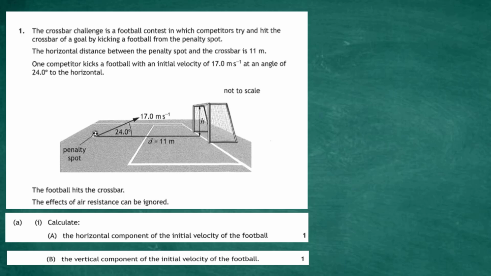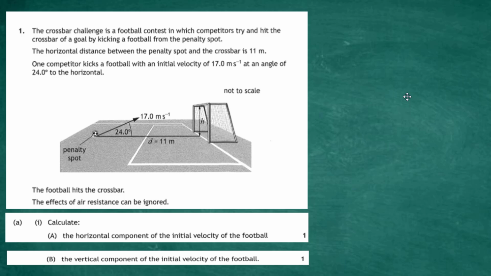One competitor kicks a football with an initial velocity of 17 metres per second at an angle of 24 degrees to horizontal. And you can see the diagram there, not drawn to scale. The crossbar is in fact the bar across the two goal posts. The football hits the crossbar and we have to ignore the effects of air resistance.